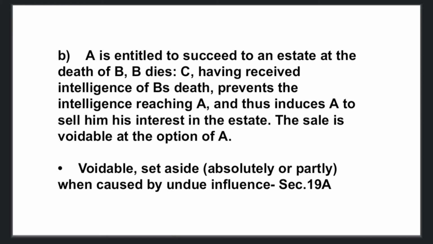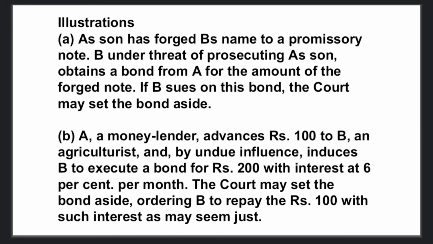See, A's son has forged B's name to a promissory note. B, under threat of prosecuting A's son, obtains a bond from A for the amount of the forged note. If B sues on this bond, the court may set aside the bond. Why? Because he has applied undue influence here. So in this case, this can be set aside by the court.